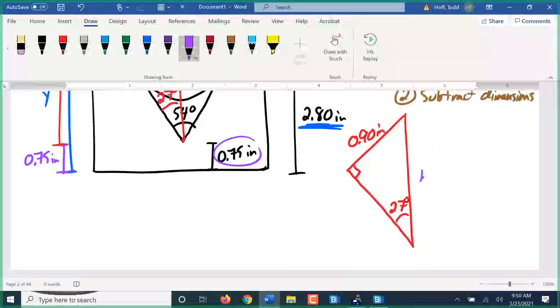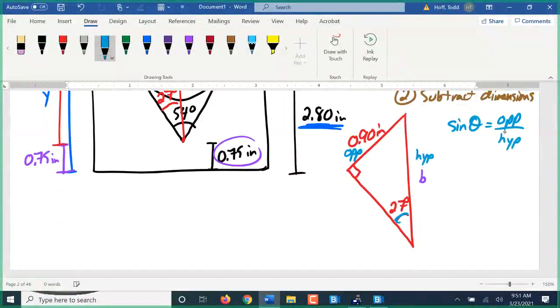I'm going to call this dimension over here B because that's what I'm trying to find. According to my 27 degree angle, the 0.9 is the opposite side. B is the hypotenuse, so it doesn't really matter what angle I'm looking at there. So I have opposite and hypotenuse here. The trig function that deals with that: the sine of an angle is opposite over hypotenuse. So if I fill in the information I know, my angle is 27 degrees, my opposite side is 0.90 inches, and I'm looking for B, my hypotenuse.